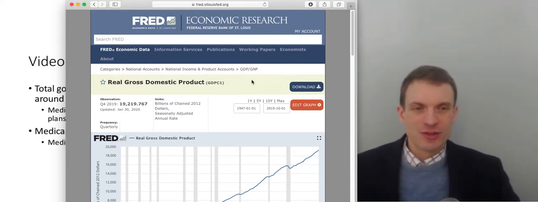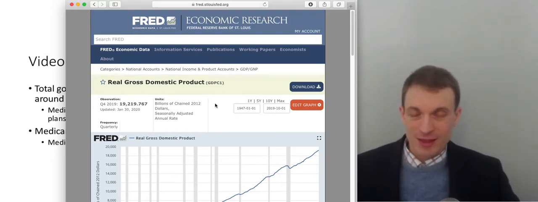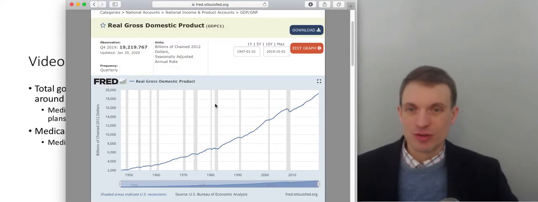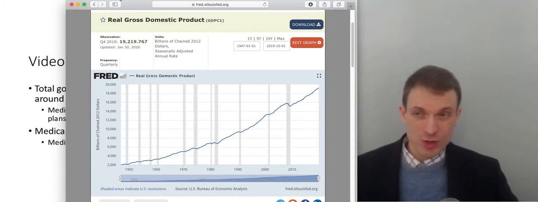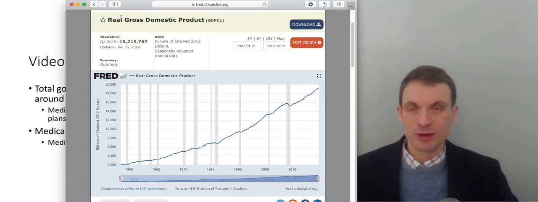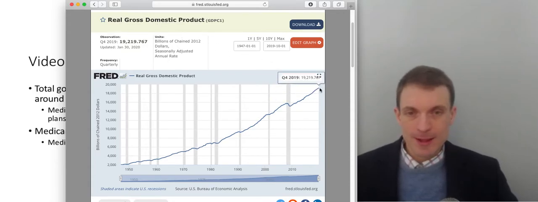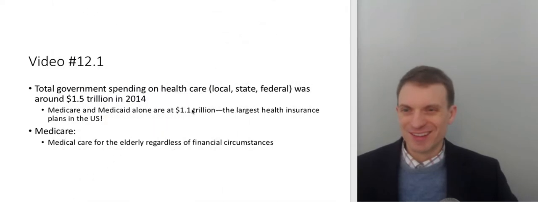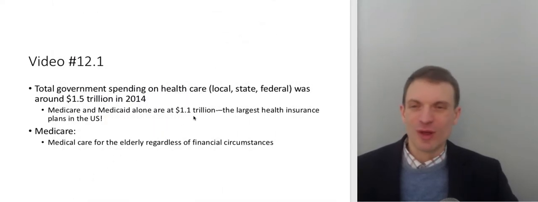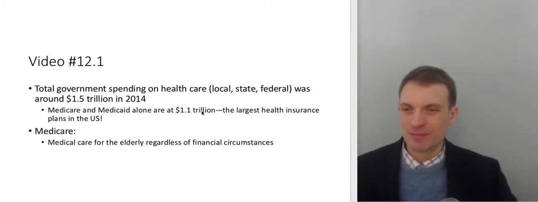What I'd like to do is place these numbers in context a little bit. So I've gone to the St. Louis Fed's FRED site, the economic research site, and I have found GDP. GDP is the final value of all goods and services produced in the economy in a given year. Real gross domestic product, real meaning it was adjusted for inflation. Nominal would be in current year dollars. So this is real GDP. In 2019, GDP was at about 19 trillion. In 2014, GDP was between about 16.5 and 17 trillion, depending on the quarter, which tells us that this 1.1 trillion is approximately 1/17 of the size of the US economy.